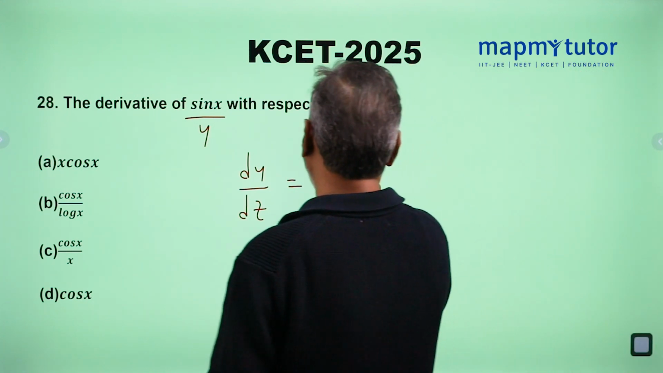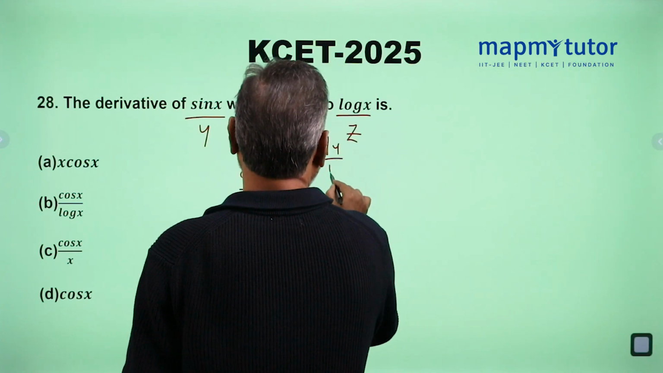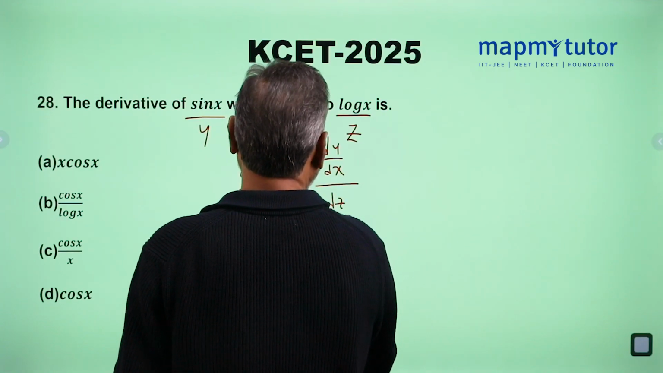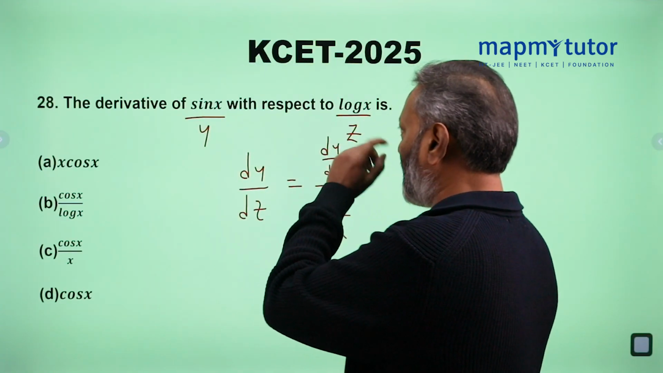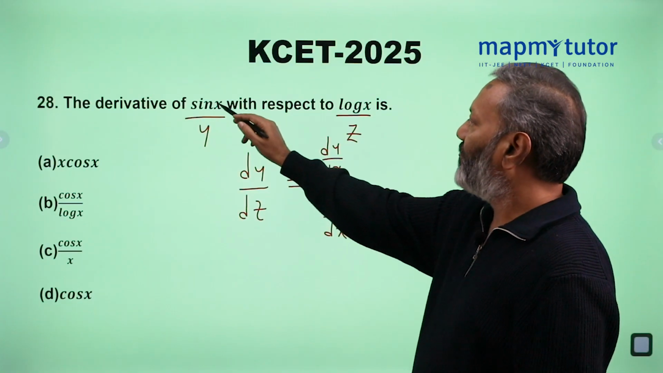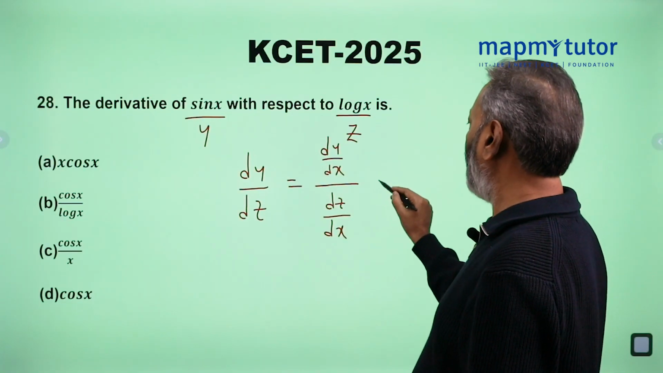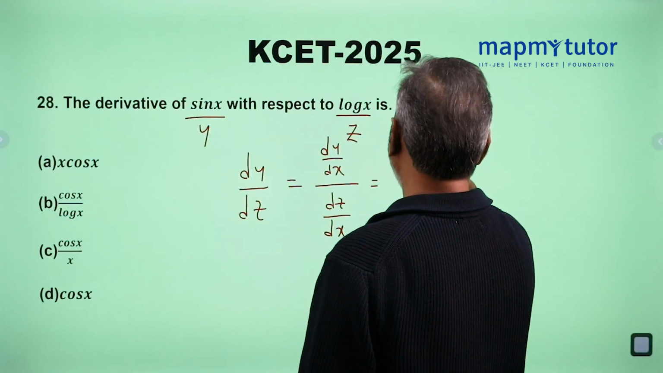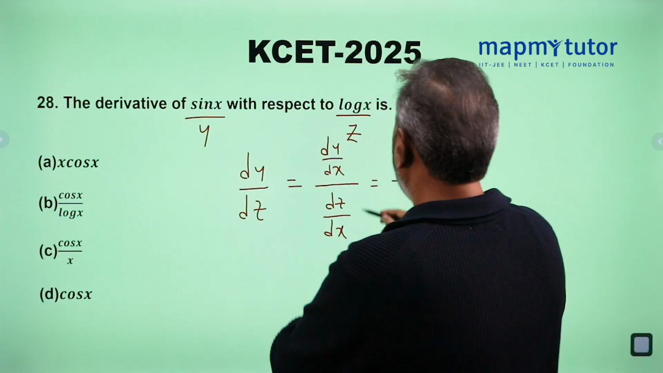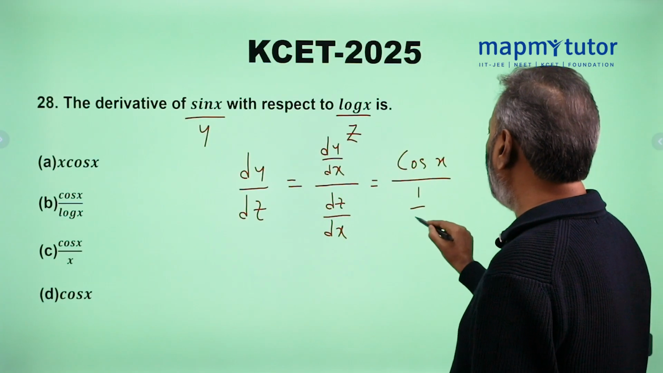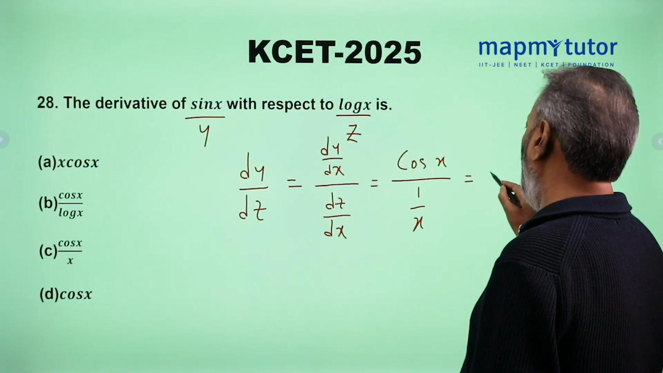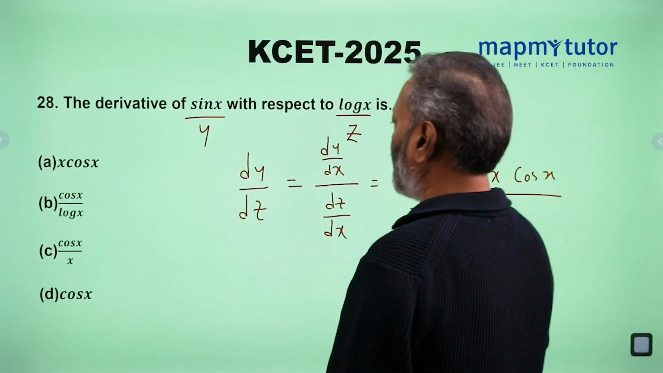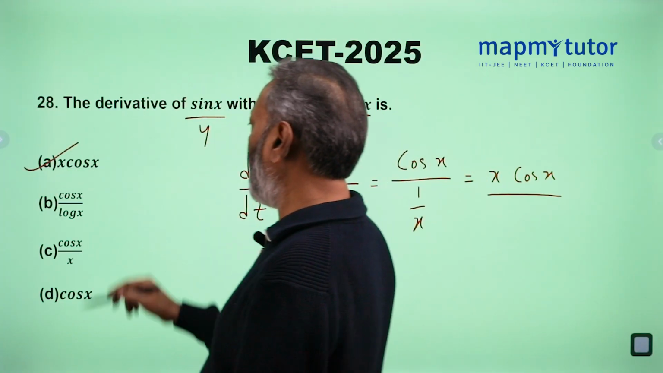Again, using our parametric knowledge, I can write it as dy by dx by dz by dx, because x is a variable, y is a function of x, and z is also a function of x. What is dy by dx? Since y is sin x, it is cos x. Derivative of sin x is cos x. And dz by dx, log x derivative, what is that? 1 by x. And if you simplify, you will get x into cos x. Come on. Yes, option A.